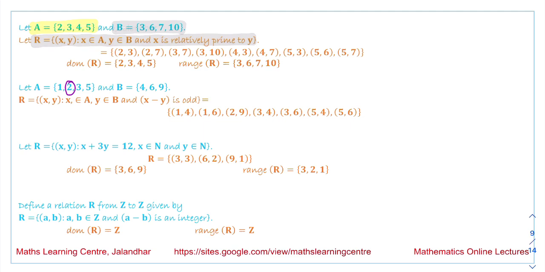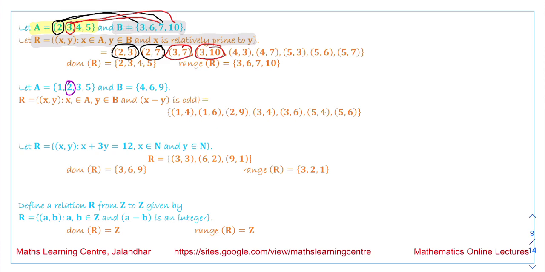So we are saying the numbers which are relatively prime to 2, they are 3 and 7. Numbers which are relatively prime to 3, they are 7 and 10. So these are the pairs listed over here: (2, 3), (2, 7). Next, relatively prime to 3: (3, 7), (3, 10).